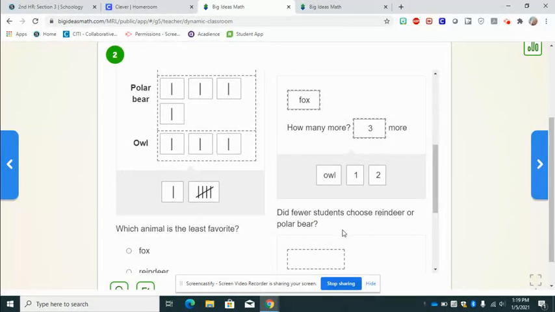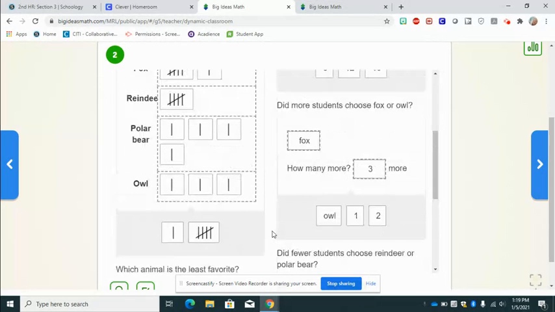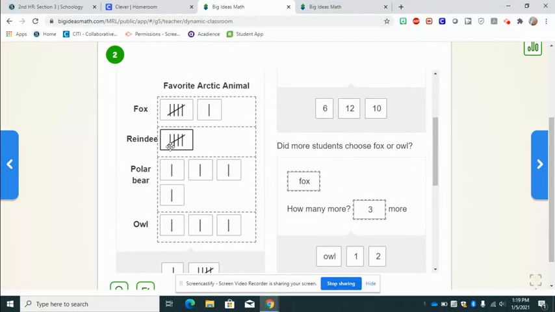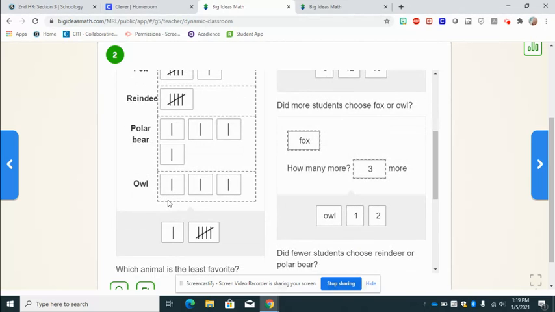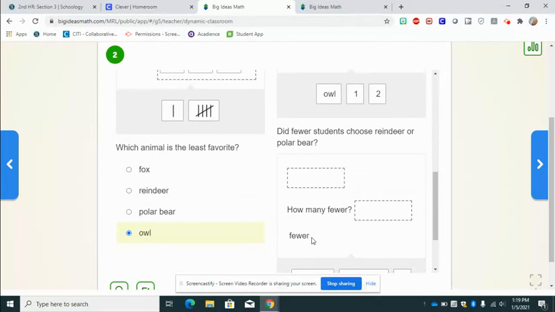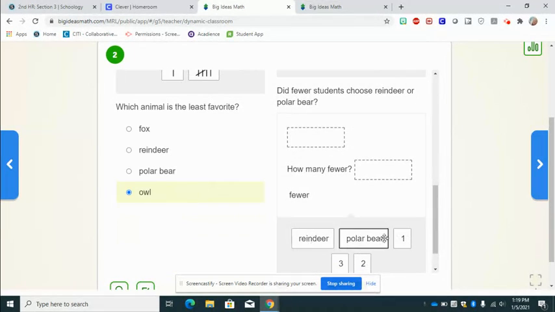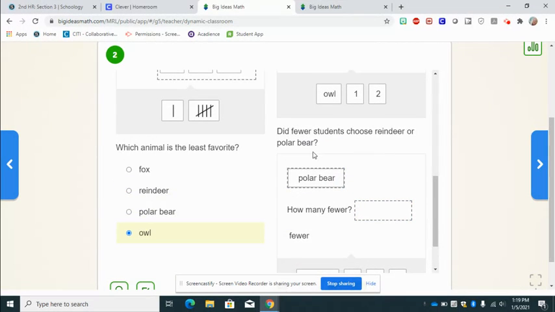Did fewer students choose reindeer or polar bear? All right, so here's our reindeer and here's our polar bear. There's 5 tally marks beside reindeer and there's 4 tally marks beside polar bear. So which one has fewer? That means which one is smaller. Polar bear is smaller, so we're going to put polar bear here because polar bear has fewer than reindeer. How many fewer?